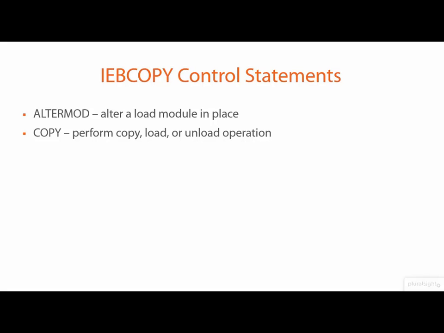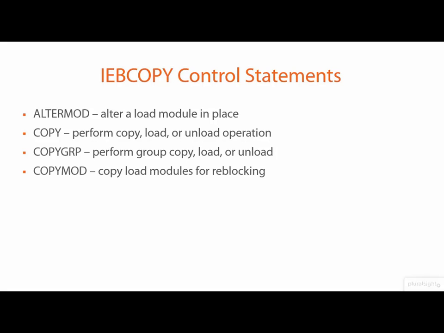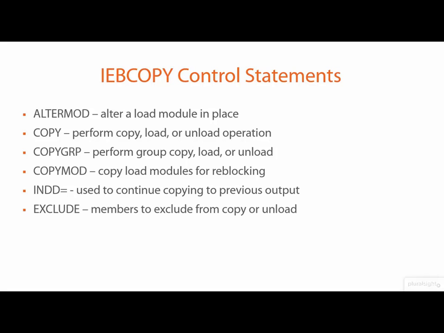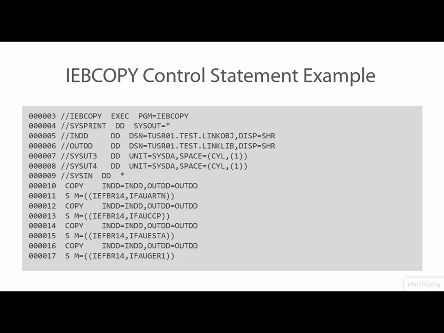The control statements for IEBCOPY are going to be the ALTERMOD, which we can use to modify a load module. We can perform the COPY, which is going to unload or create a load, or to just perform a straight copy. We can do a COPYGROUP, which is going to do the same thing. This allows us then to manage a group of modules. We can copy individual load modules for reblocking. We can specify our input DD and our output DD statements. We can also exclude or select members for copy or unload processing. And basically, this is what it looks like when we have something like this coded up.